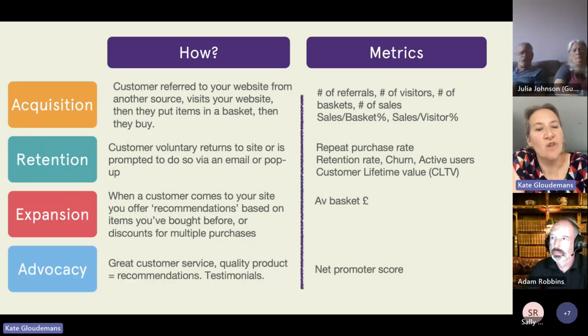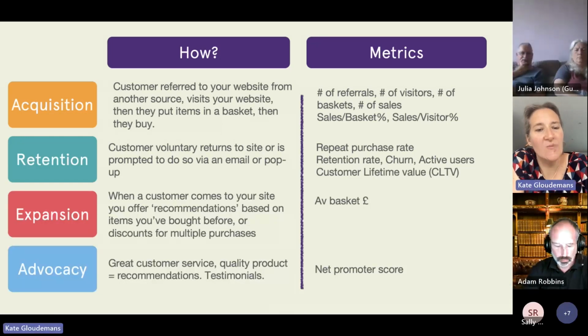From a retention point of view, if you've got a customer that voluntarily returns to your site, or it might be the activity that you do, you prompted them to come back to your site by sending them an email, or a pop-up comes onto your screen. So things you might measure are repeat purchase rates or retention rates or customer lifetime value.